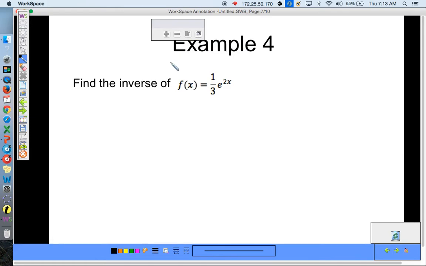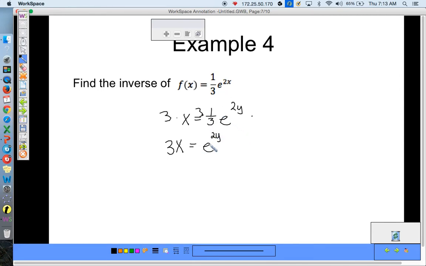All right, find the inverse. Well, how do we find inverse? We switch the x and y. So x equals 1/3 e to the 2y. Well, let's get our exponent by itself. So times 3 on both sides. So 3x equals e to the 2y.